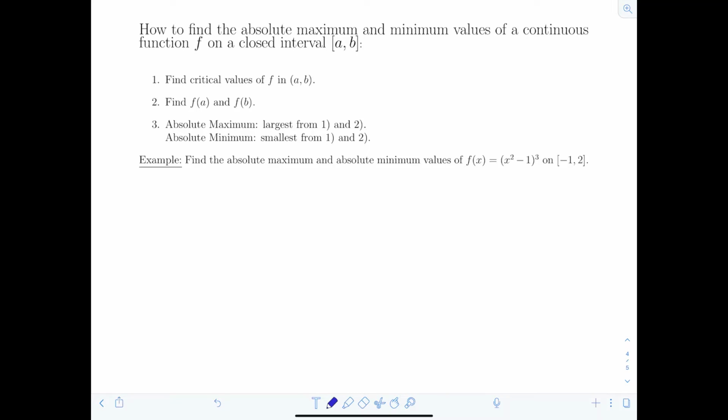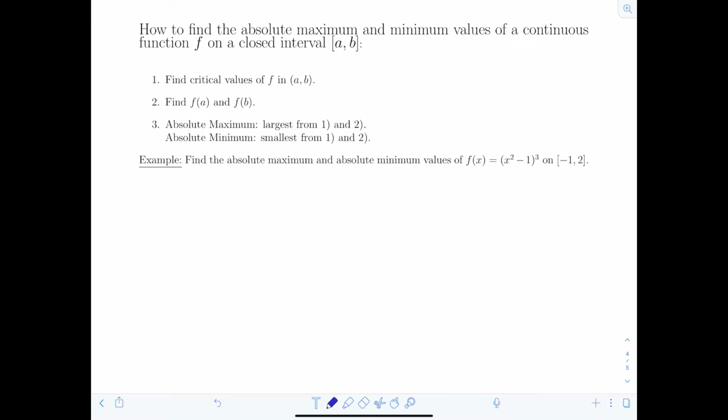We're going to start with the topic how to find the absolute maximum and minimum values of a continuous function f on a closed interval from a to b. Step 1, you're going to find the critical values of f in the open interval from a to b. Remember, the critical values come from finding where the derivative is equal to 0 and where it does not exist.